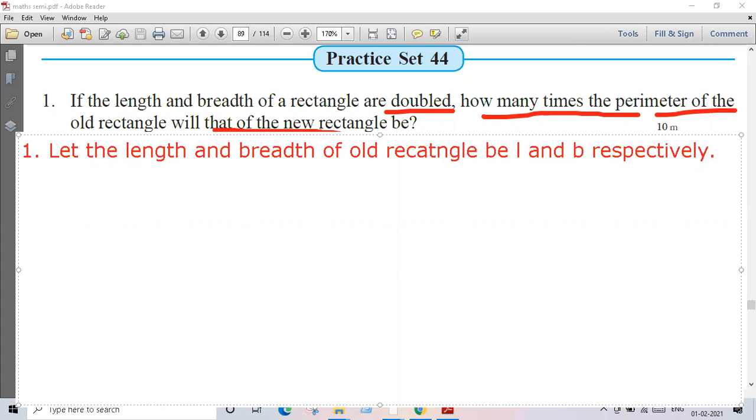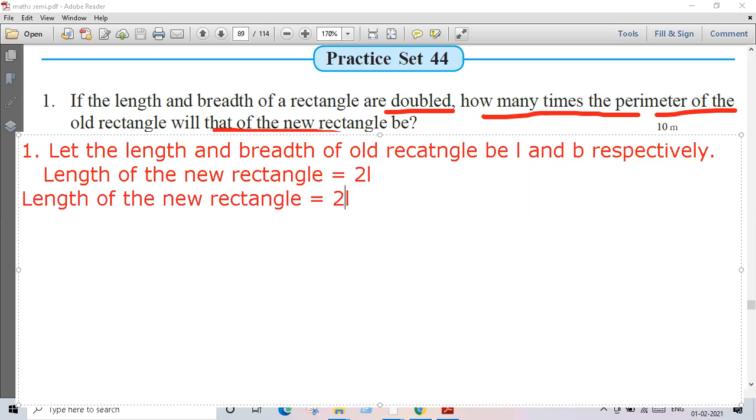What is asked? How many times the perimeter of the old rectangle will be that of the new rectangle now? Let the sides be doubled, therefore length of the new rectangle is equal to 2L, and breadth of the new rectangle will be 2B. Double केलेत ना, 2L and 2B.